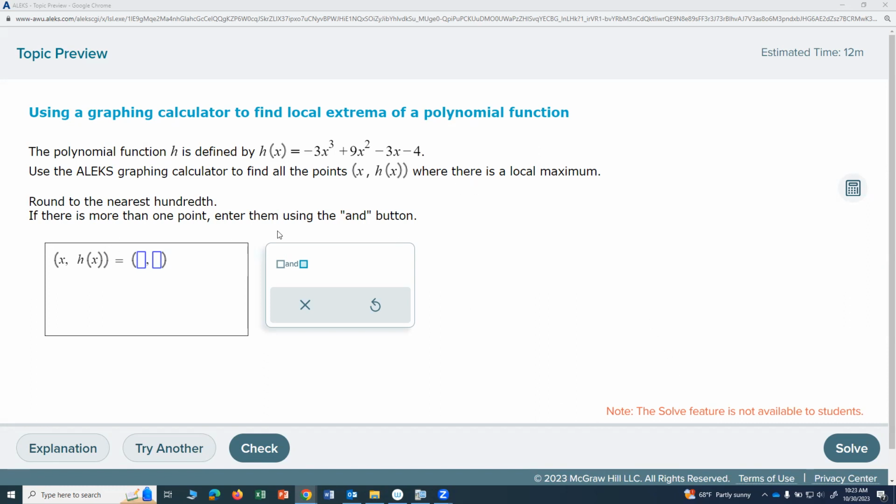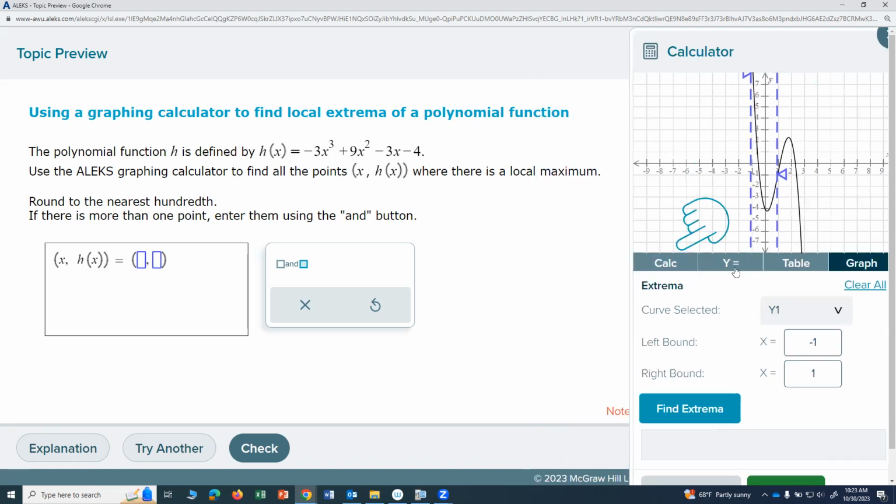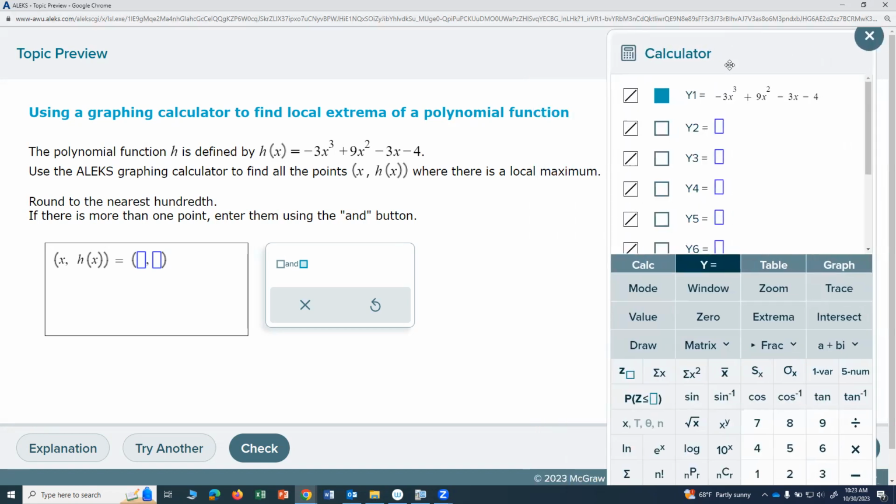So first I'll open up the ALEKS calculator by clicking over here. And I will go to my y equals. In my y equals, I want to type in my function, negative 3x cubed plus 9x squared minus 3x minus 4. Now to get the exponent in there, I'm just using the shift 6 on my keyboard and then my right arrow on my keyboard to get out of the exponent mode.